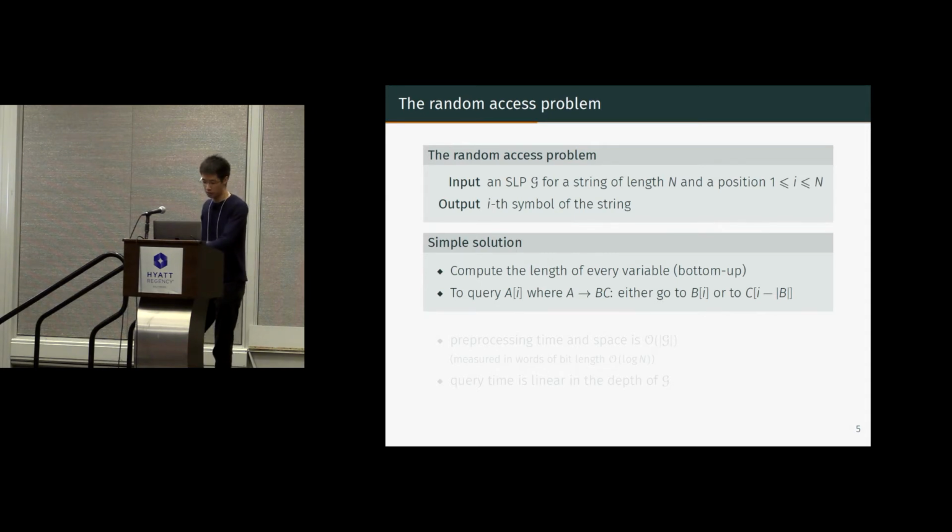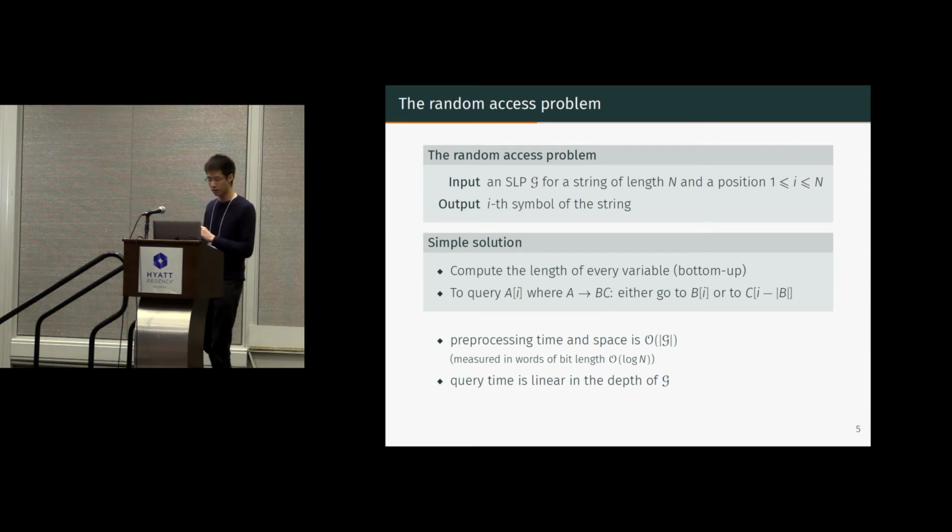So what is the complexity of this algorithm? Well, the preprocessing time is linear, so we only have to compute all these lengths. And we assume that a single memory cell can store the length of such a variable. This is a standard assumption that we have words of bit length log n. So we can also store all these numbers in linear space. But the query time is linear in the depth of the grammar, right? Because we go down a path in the derivation tree. And so a priori, this depth can be as large as the grammar itself.